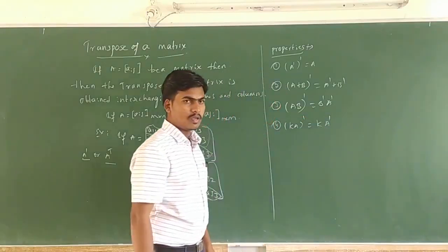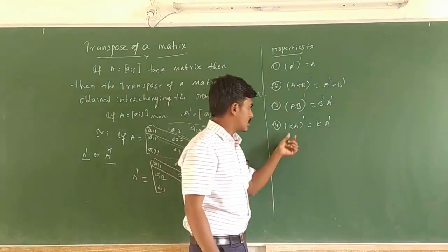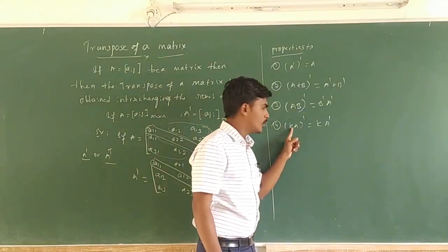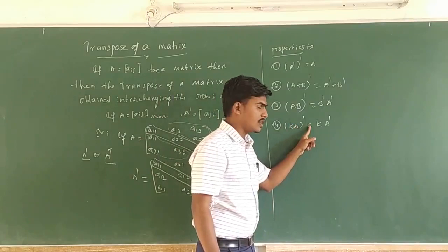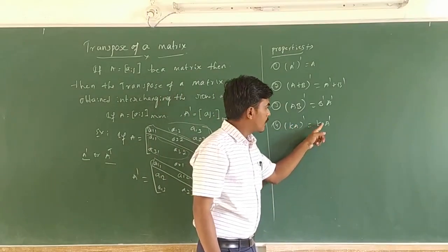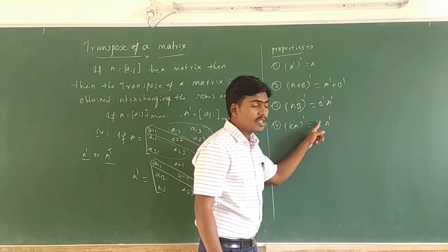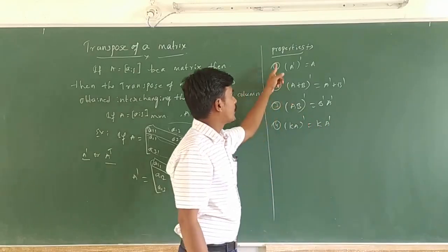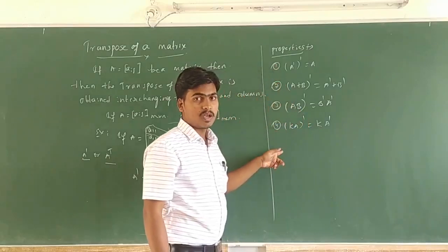Next, fourth one. K into A whole transpose is equal to K into A transpose. The transpose of the multiplication of a scalar with the matrix A is equal to the multiplication of the scalar with the transpose of the matrix A. These are the properties on transpose of a matrix.